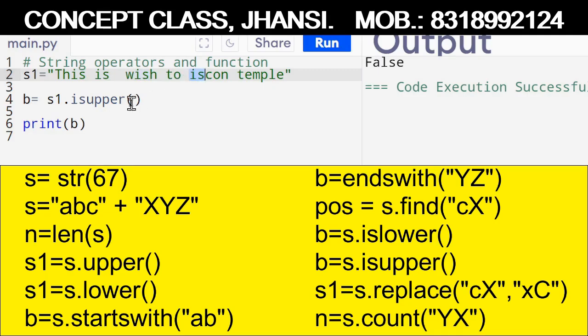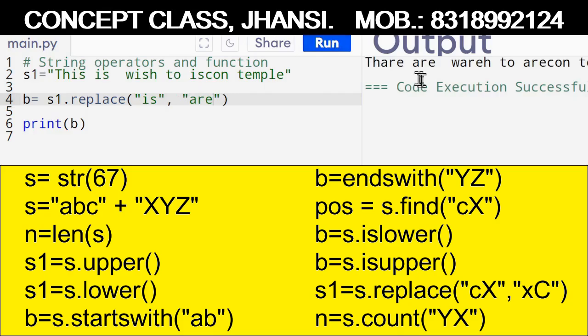Now let's change the is to are. Let's see what happens. It will replace all the places. Replace. Now the first string should be that string which we want to replace, and the second string is the string with which we want to replace it. So is at all places will get changed with the R. Now let's see the output. There are this.